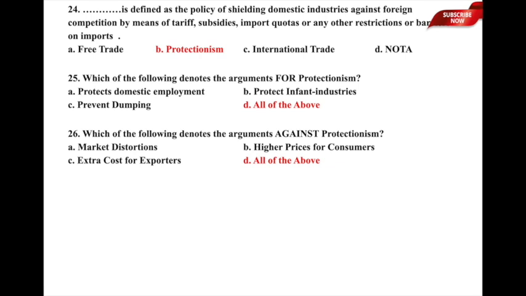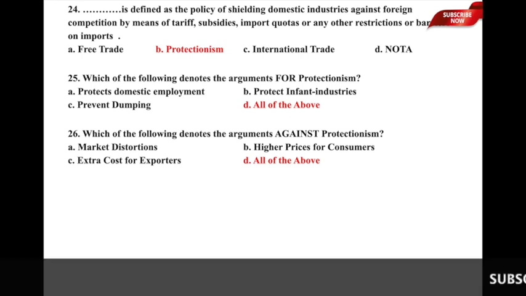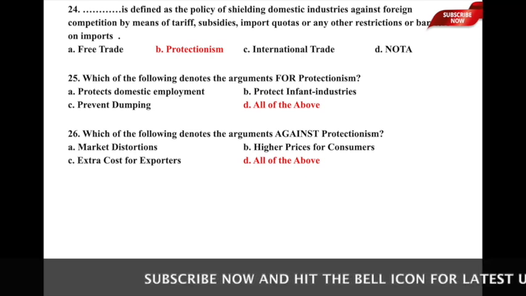Let us now move to the last question in relation to chapter 3. The question is, which of the following denotes the arguments against protectionism? The underlying options are A, market distortions, B, higher prices for consumers, C, extra cost for exporters, and D, all of the above. These are all points which talk about arguments against protectionism. That means market distortions, higher prices for consumers, and extra cost for exporters, and therefore option D, all of the above, is the correct answer to this particular question.